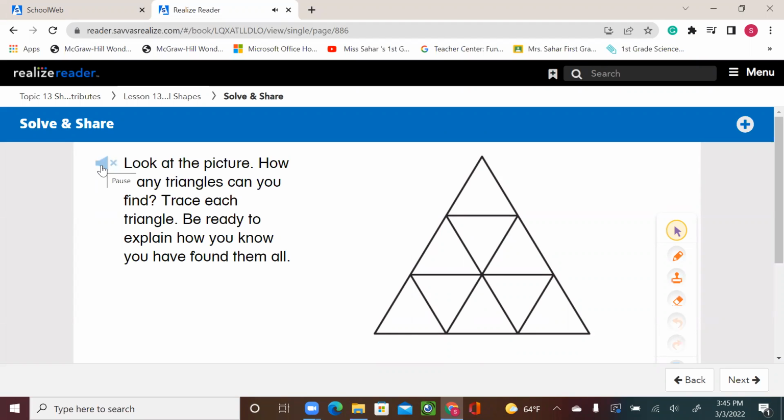Look at the picture. How many triangles can you find? Trace each triangle. Be ready to explain how you know you have found them all. It's easy. You can trace them and then you're going to count. I'm going to let you have fun and you can count them as well. I'll leave you with this simple activity. Count them, and don't forget you get small and you get big triangles as well. All right.